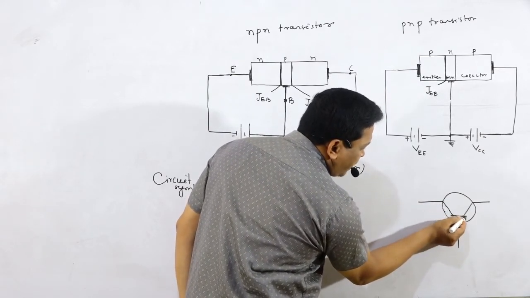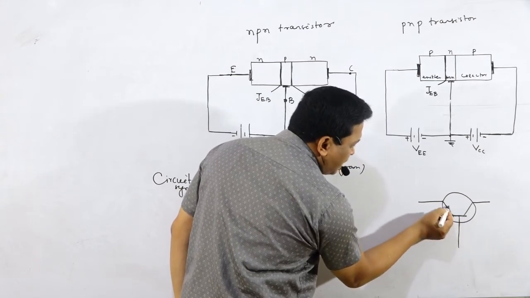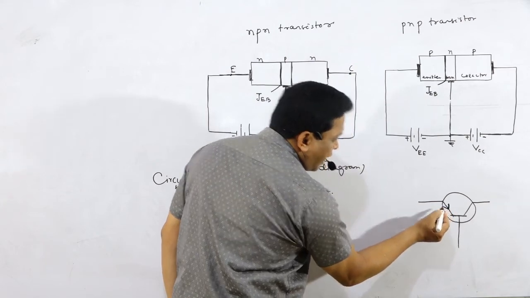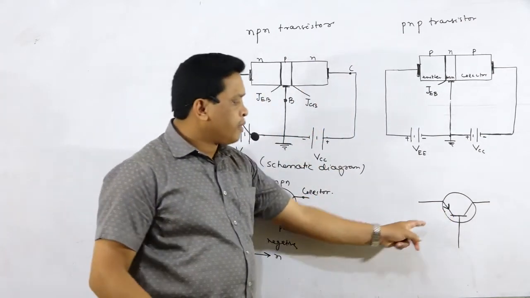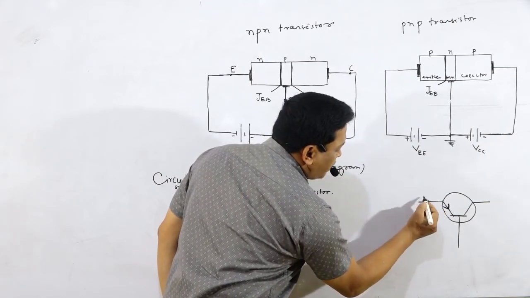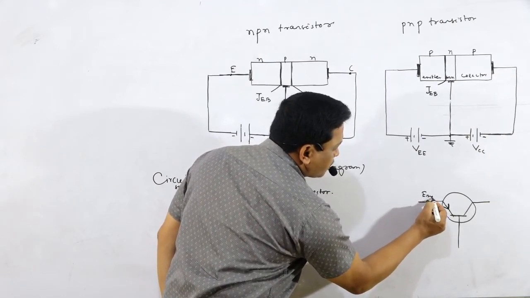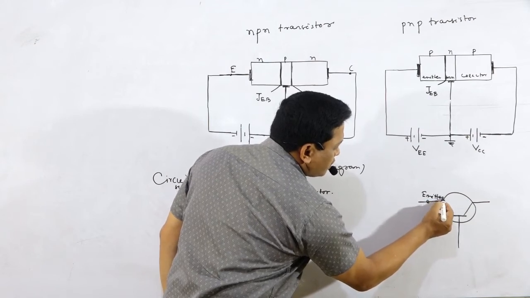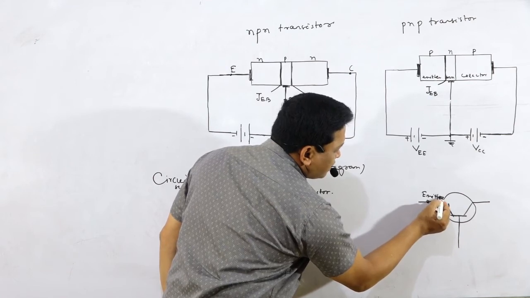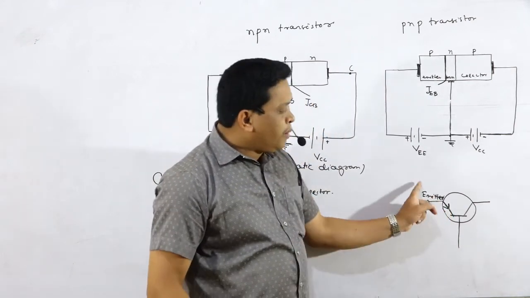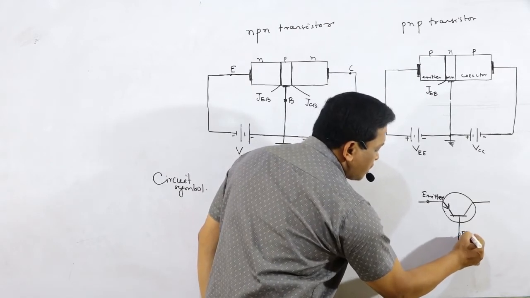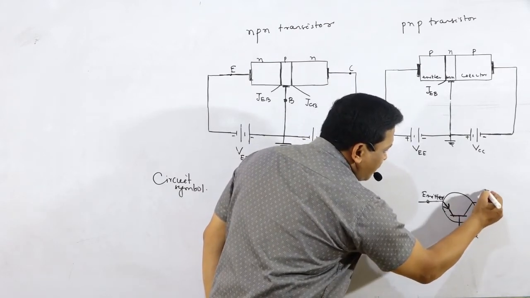Why do I say PNP? Because the arrow mark is inward. So this terminal will be the emitter. As I told you, the terminal on which the arrow mark is given is the emitter terminal. The middle one is the base and this one is the collector.